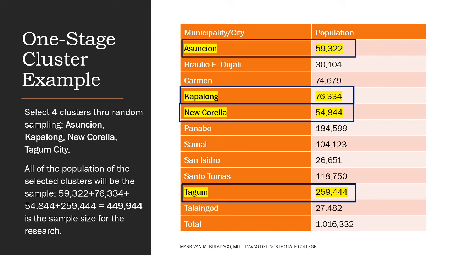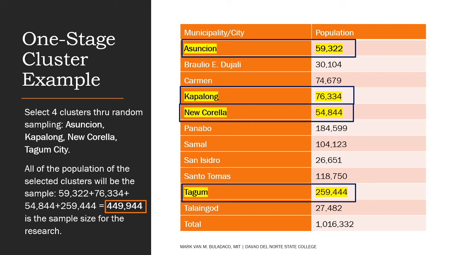So 59,322 plus 67,334 plus 54,844 plus 259,444. So the sample size for the research is 449,904. It's relatively still large, in comparison with the total population, which is 1,016,332. It's almost half of the population.